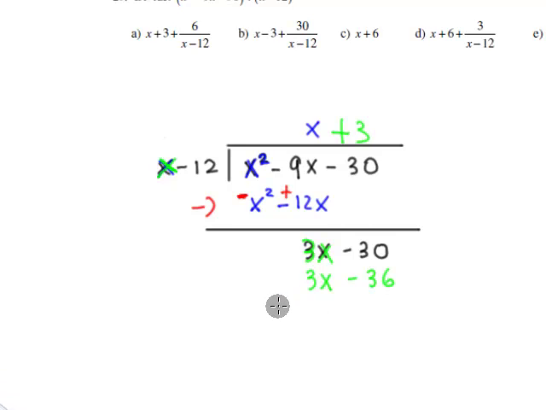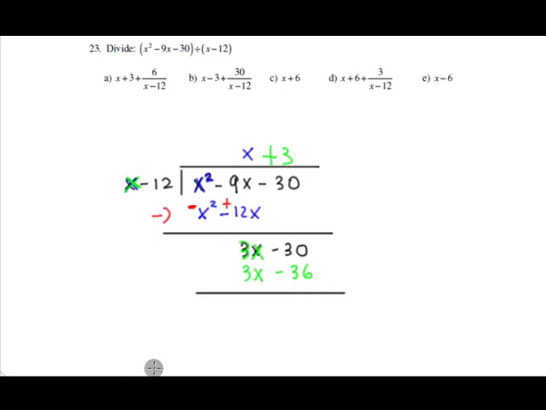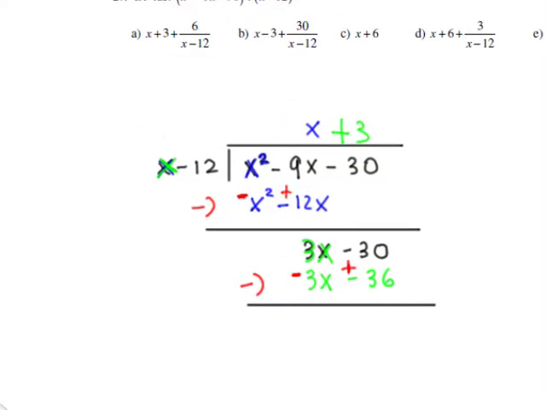Now we're going to subtract the two polynomials. And again, we have to change sign for the polynomial being subtracted. So negative 3x is going to give you a minus. Subtract negative 36 is going to give you positive. They are lined up as like terms. 3x minus 3x will cancel out. That's what we want. Negative 30 plus 36 is going to give us 6.